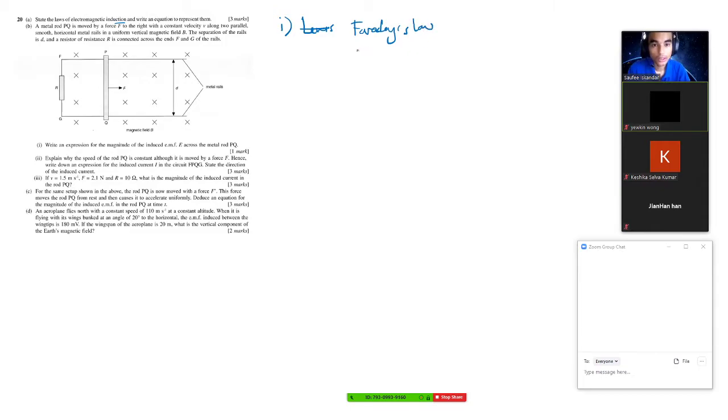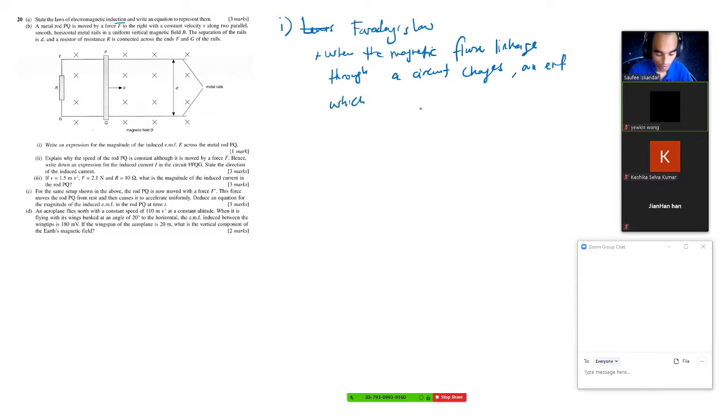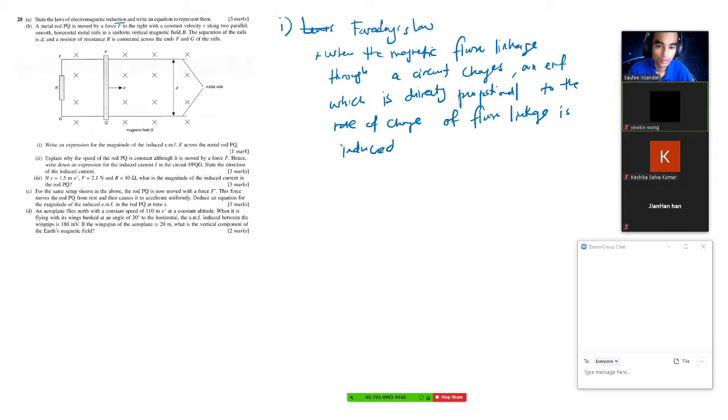Okay, Faraday's law. It says that when the magnetic flux linkage through a circuit changes, an EMF is induced, which is directly proportional to the rate of change of flux linkage.